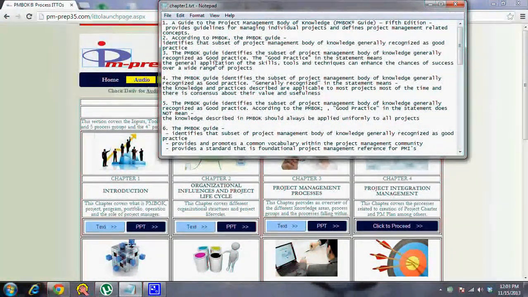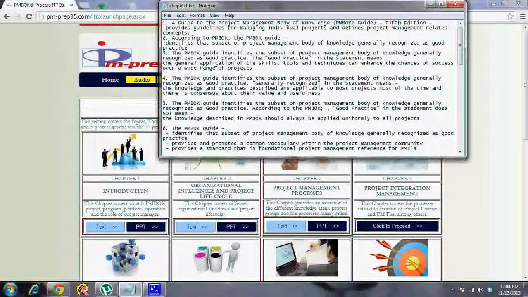The good practice in the statement means the general application of the skills, tools and techniques can enhance the chances of success over a wide range of projects. Next one: the statement that the PMBOK guide identifies a subset generally recognized as good practice. The generally recognized in the statement means the knowledge and practices described are applicable to most projects most of the time, and there is consensus about their value and usefulness.